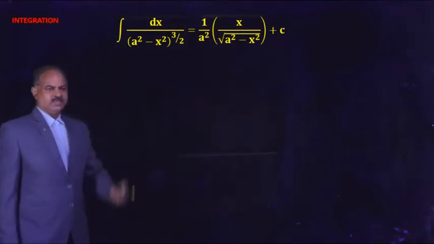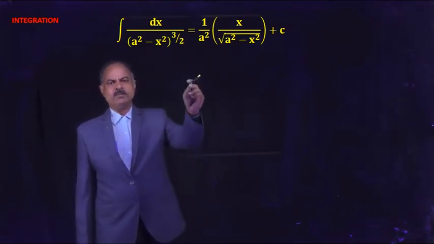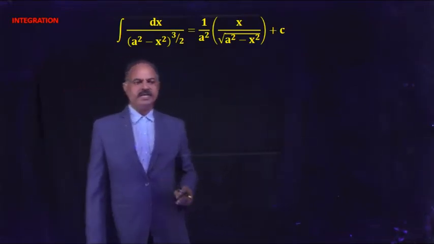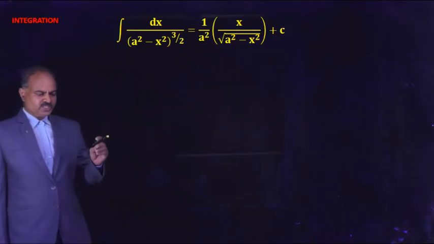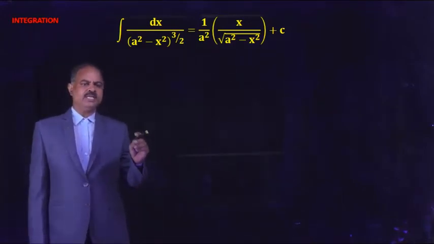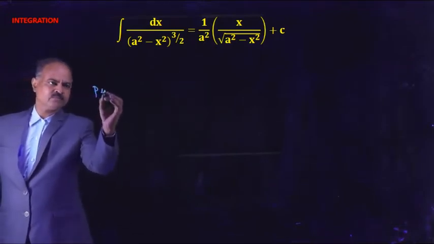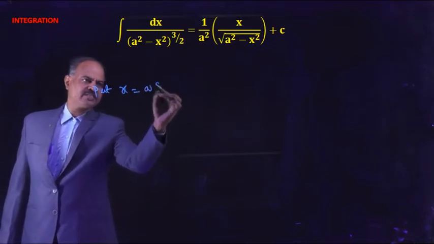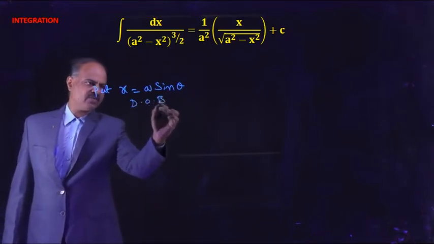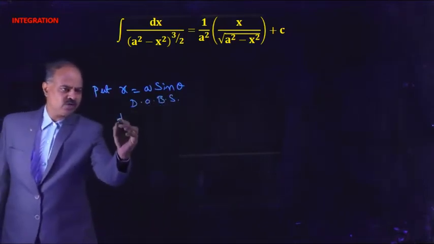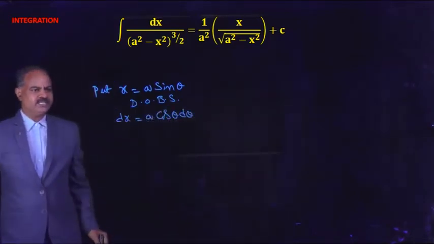Next formula: integral dx by (a square minus x square) whole power 3 by 2 equal to 1 by a square into x by root over a square minus x square plus integration constant. So we prove this formula by taking the substitution x equal to a sin theta. Put x equal to a sin theta. Now differentiate on both sides. dx equal to a into cos theta into d theta.